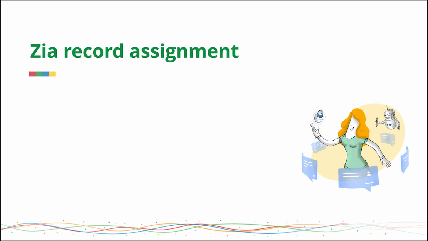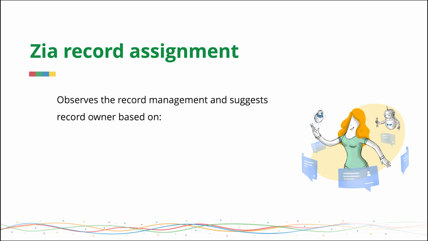Zia record assignment takes that one step ahead. Zia observes the record assignment pattern and takes the following pattern into consideration for assigning an appropriate record owner. So let's see an example for an existing pattern.